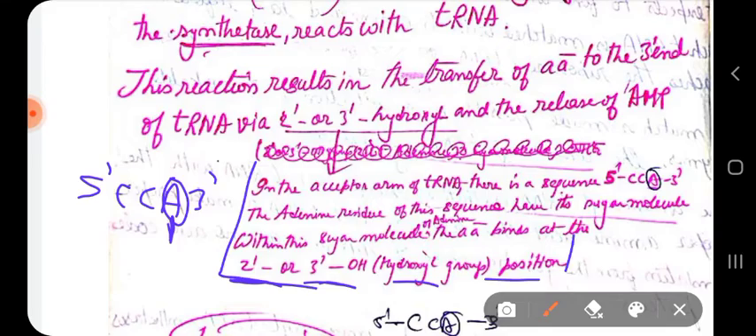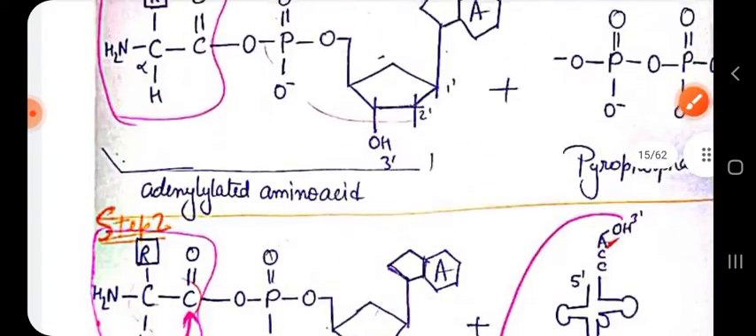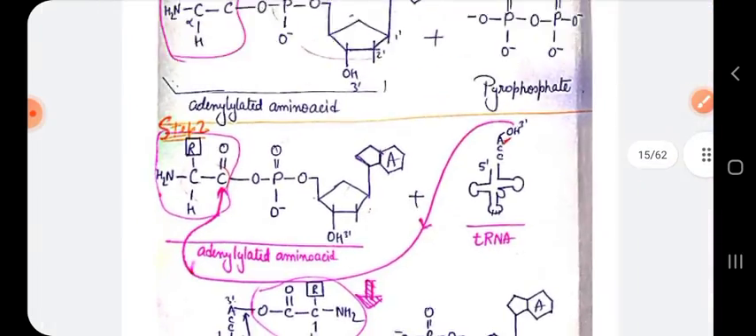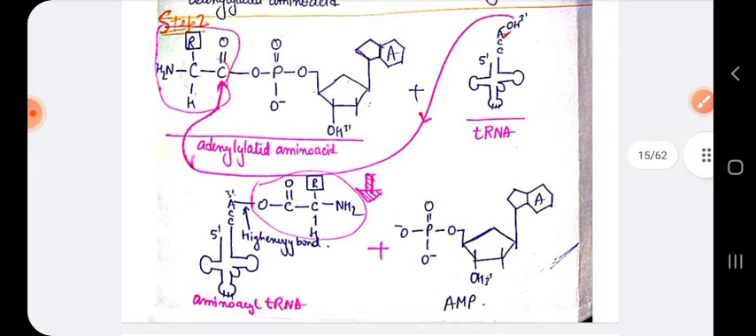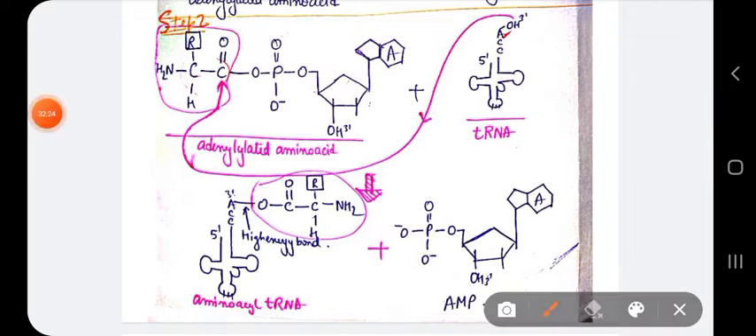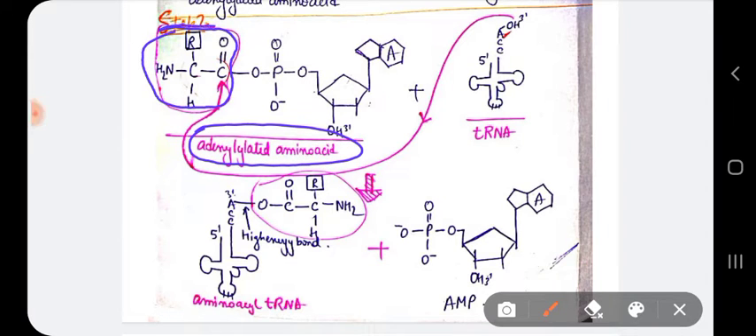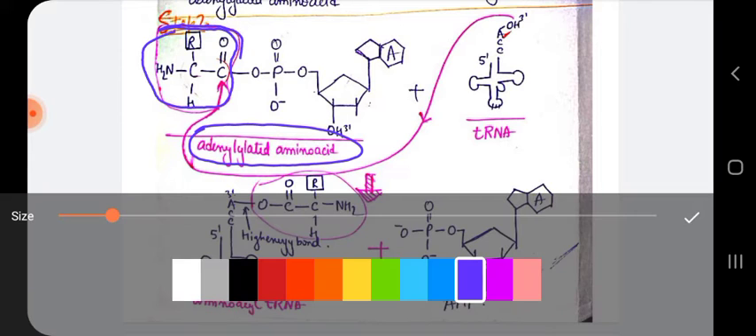Okay, I think you have understood. Let us see the diagram for your clarification. So you can see here. This is your adenylated amino acid. This is your amino acid, and this part is your AMP.